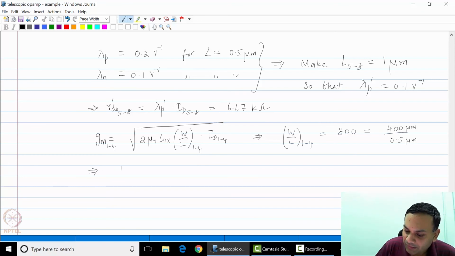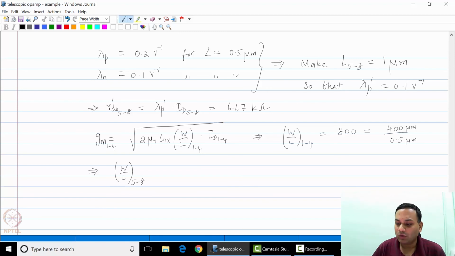This means that W over L of transistors 5 to 8 should be 2 times 800, which is 1600. So this is nothing but 1600 micron over 1 micron, because we had chosen the length of these devices to be 1 micron.